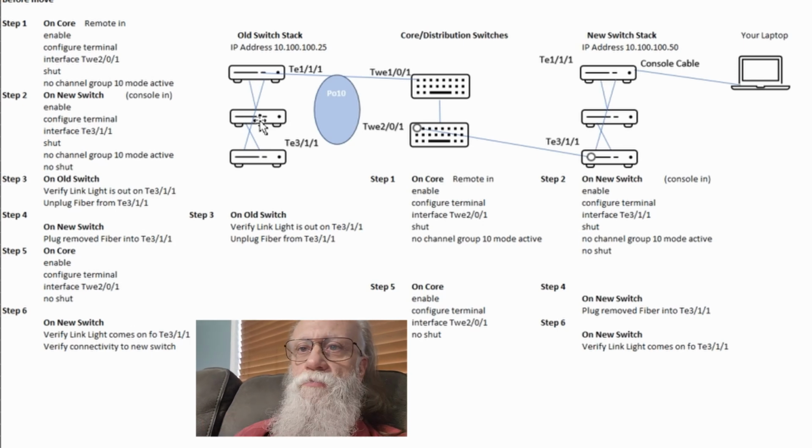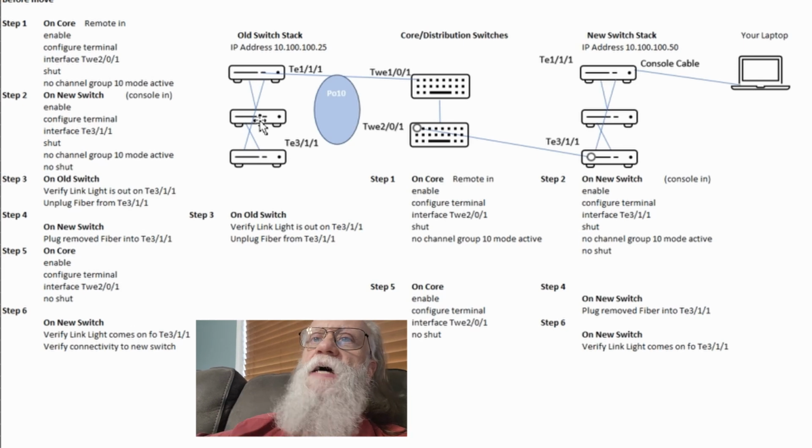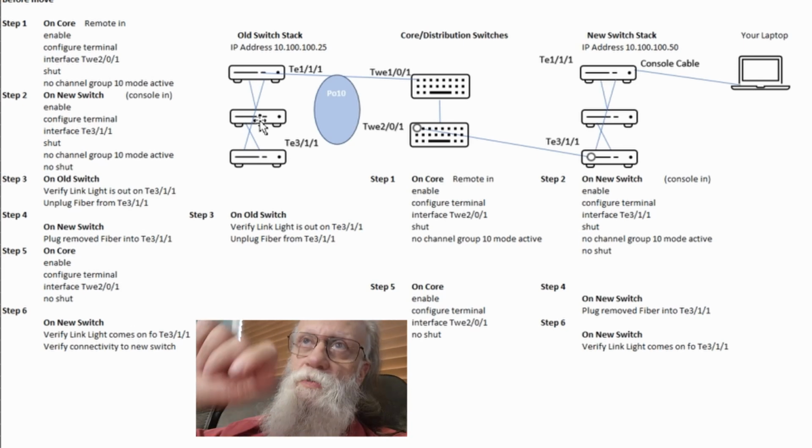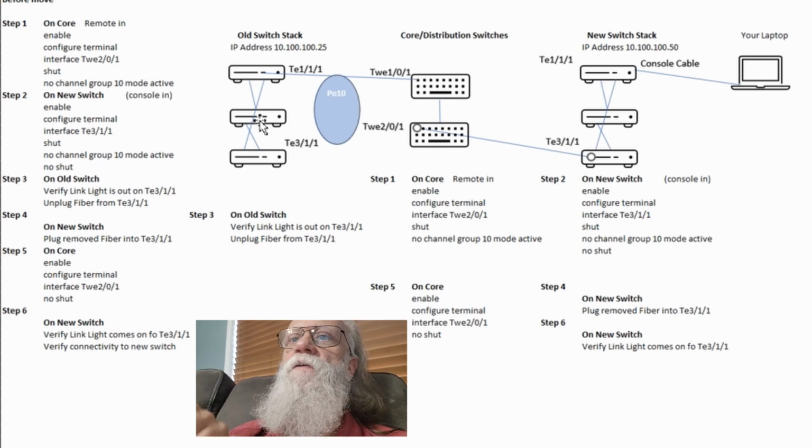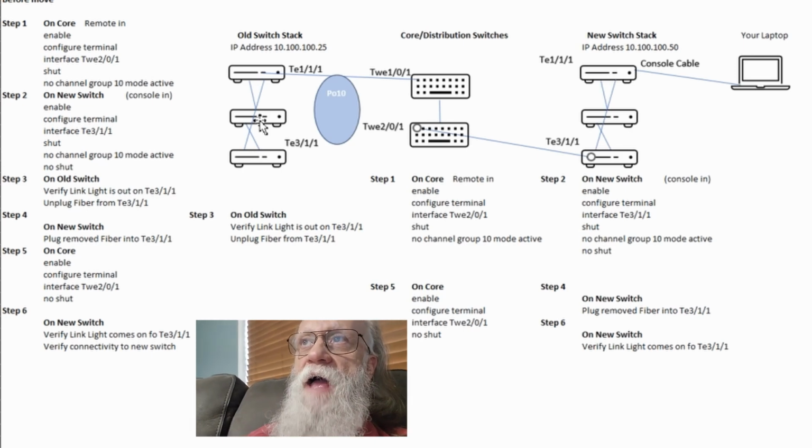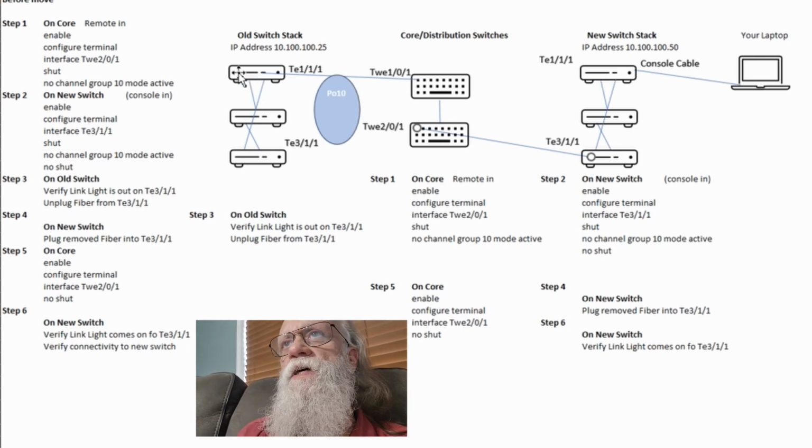Next step, you've already done a change window. People know there's going to be downtimes. You just start moving everything over on all the switches. Get everything moved over. After everything is moved over, this switch has no stuff on it. Everything is on your new switch.